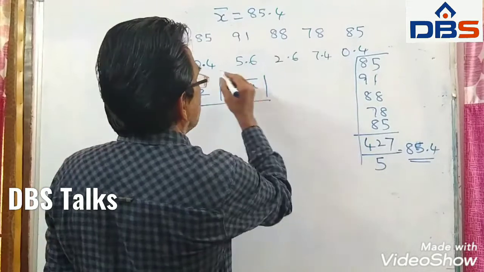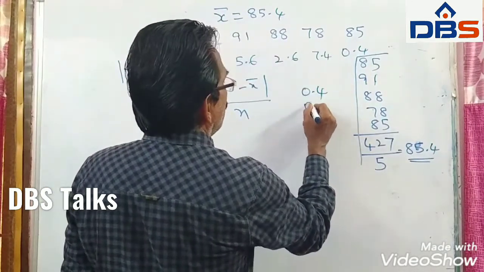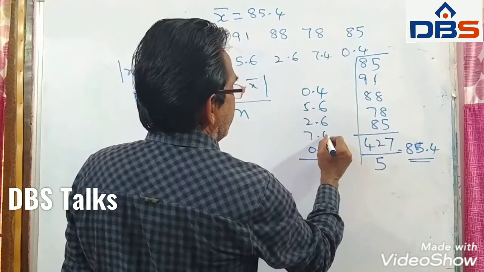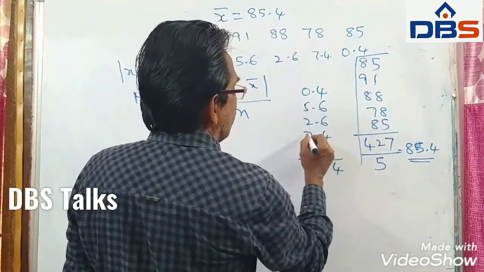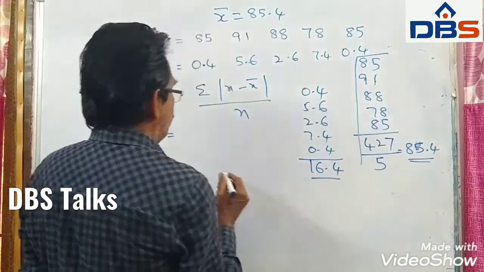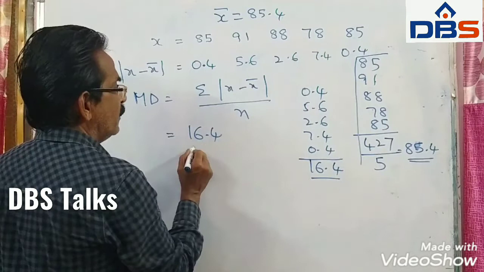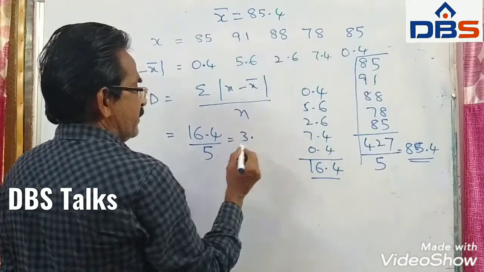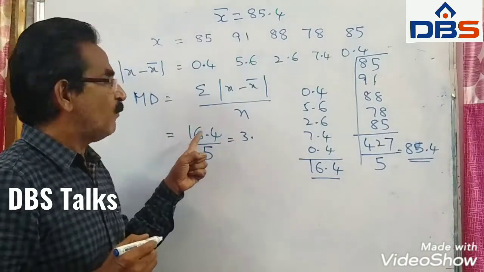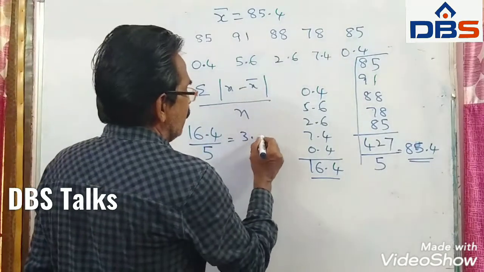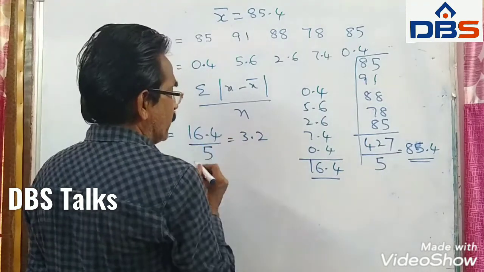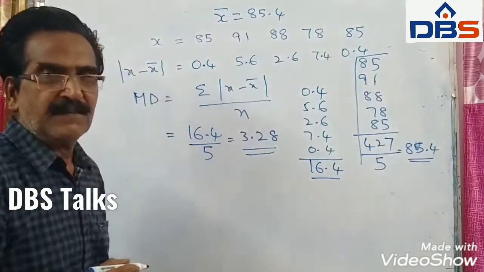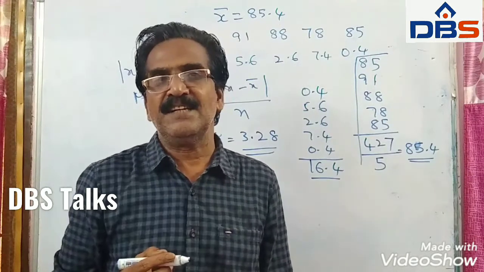So let us add all these things. 0.4, 5.6, 2.6, 7.4, 0.4: 8, 14, 24, 9, 16. 16.4, friends. 16.4 by n. n means number of values. 5 3s are 15. 1 is remaining. 14. 5 2s are 10. 4 is the remaining. 5 8s are 40. 3.28. 3.28 is the mean deviation of the values, friends.